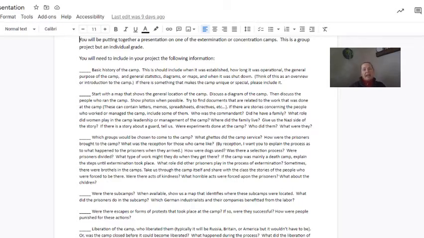Because in the different camps, some of the worst jobs were given to the prisoners. So tell us, if you were a prisoner and you were given work to do, what is it that you would be asked to do? Take us through the camp itself.